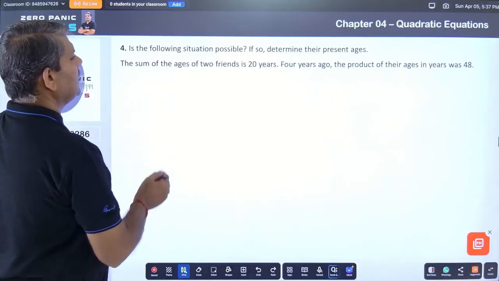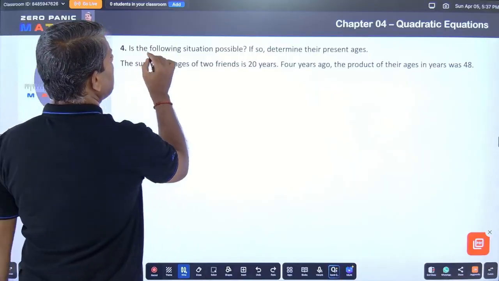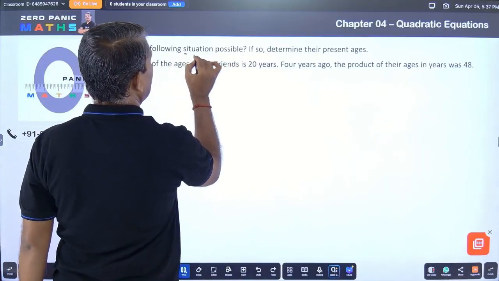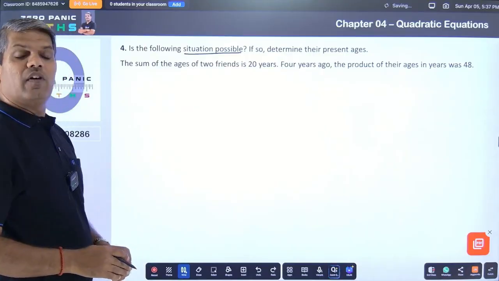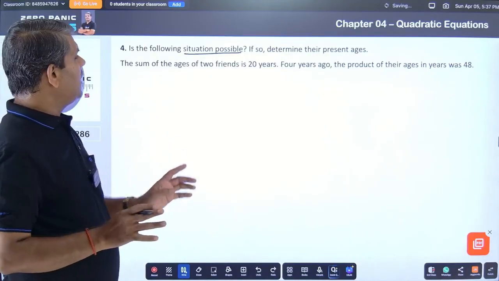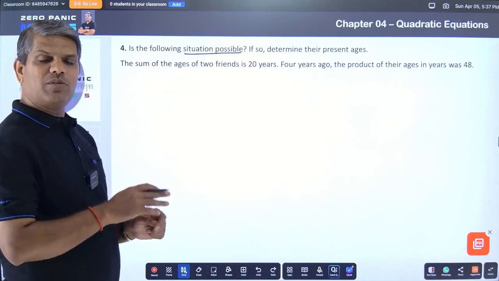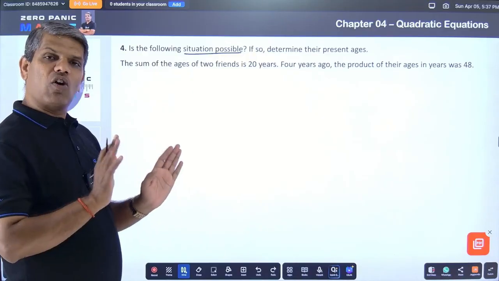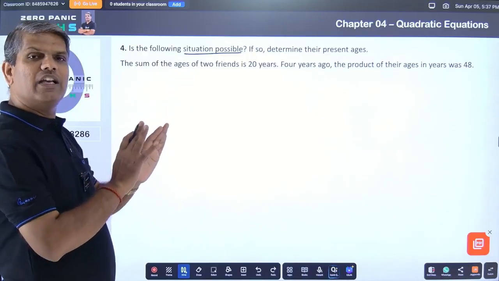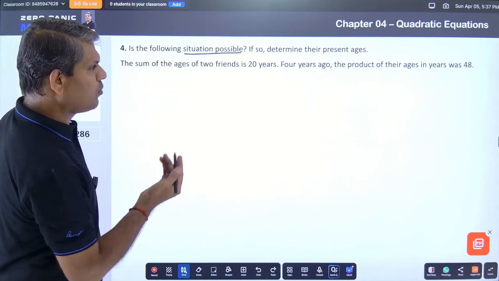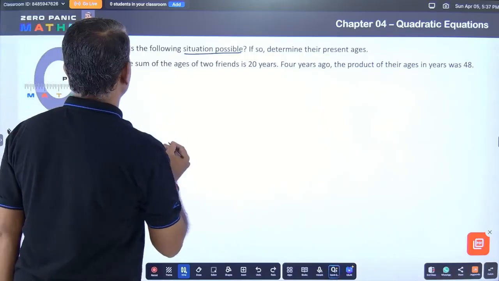Now again, there are two parts of this. Is the following situation possible? Again, you have to find out a quadratic equation and then find out the discriminant of that, and if the discriminant value is greater than or equal to 0, the situation is possible, else the situation is not possible. Okay, let us do that.